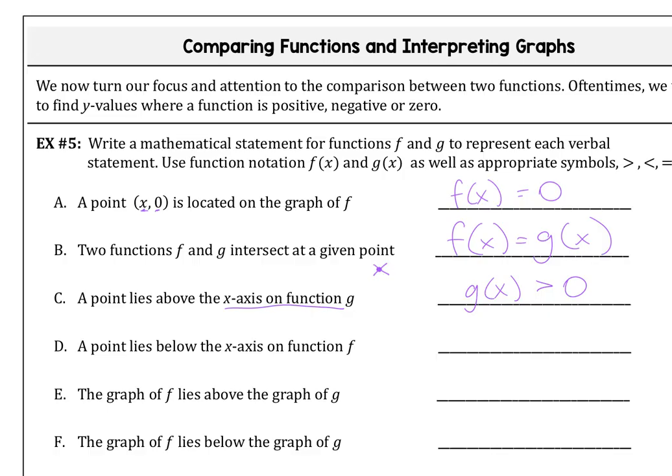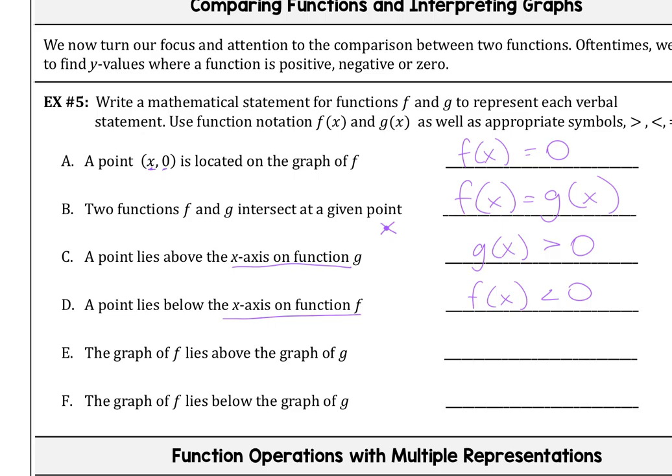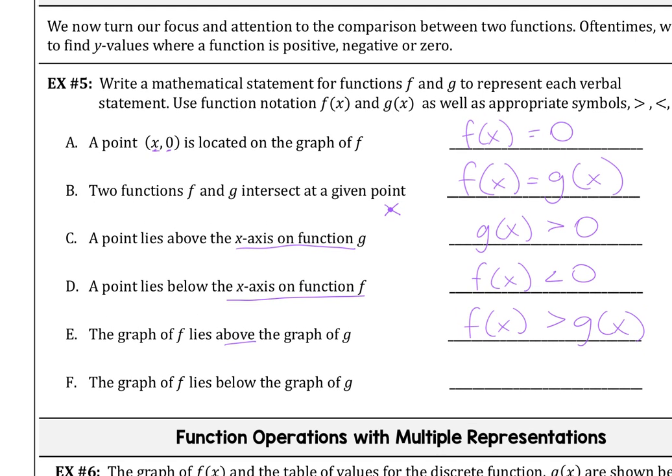A point lies below the x-axis on the function f. So f of x is less than 0. The graph of f lies above the graph of g. So if f is above, it's greater than g. The graph of f lies below, so f of x has to be below g of x. Not too bad, interpreting the information.